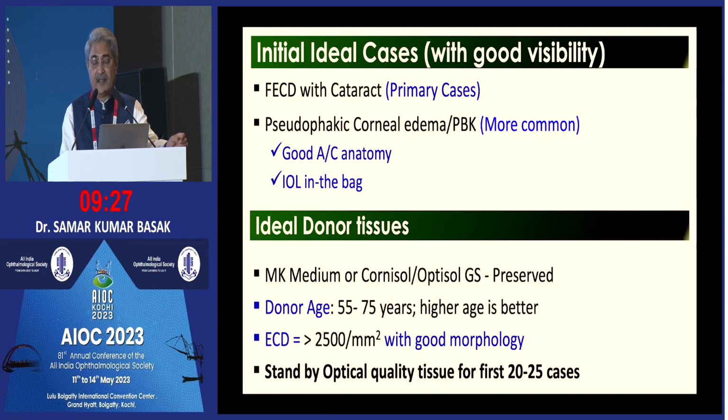Endothelial cell density must be 2500 or more with good morphology. You must check the morphology also. The number is not that important. Keep standby optical quality tissue for the first few cases.